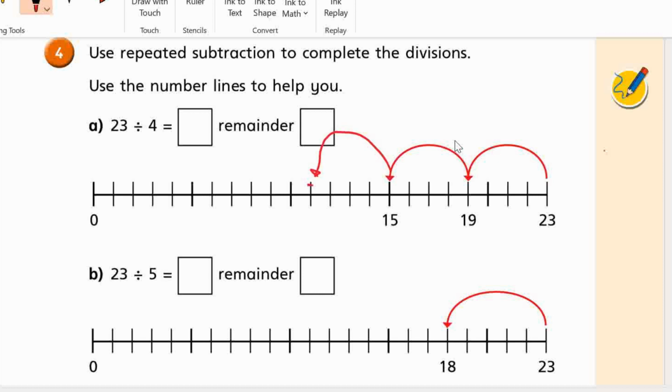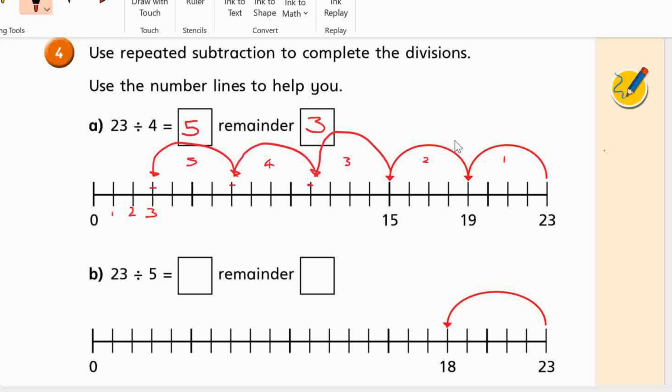Whoops, it's a bit of a wonky arrow. 1, 2, 3, 4. And again, I need to jump here. 1, 2, 3, 4. I jump, and that's obviously the last jump I can make. I can't go again. Okay, this is the remainder. So I've done 1, 2, 3, 4, 5 jumps backwards. So that means 4 goes into 23 5 times. What is the remainder? Well, I have to count up here. 1, 2, 3. Okay, so the remainder is 3.